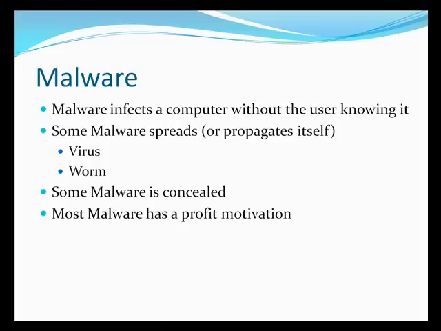Some malware spreads, meaning it propagates itself, and this includes the two types known as viruses and worms. Some malware is actually just concealed within other programs or other files, and it's important to note that most malware has a profit motivation. You wouldn't expect people to spend a lot of their time on this kind of software if there wasn't some sort of profit that goes with it.